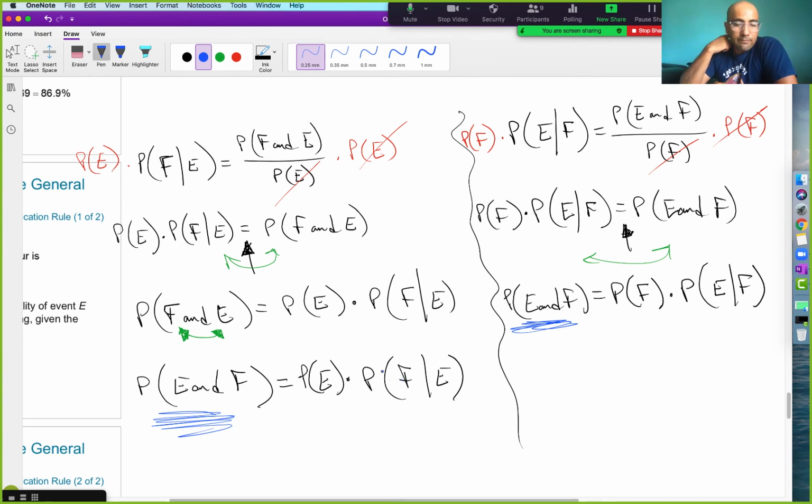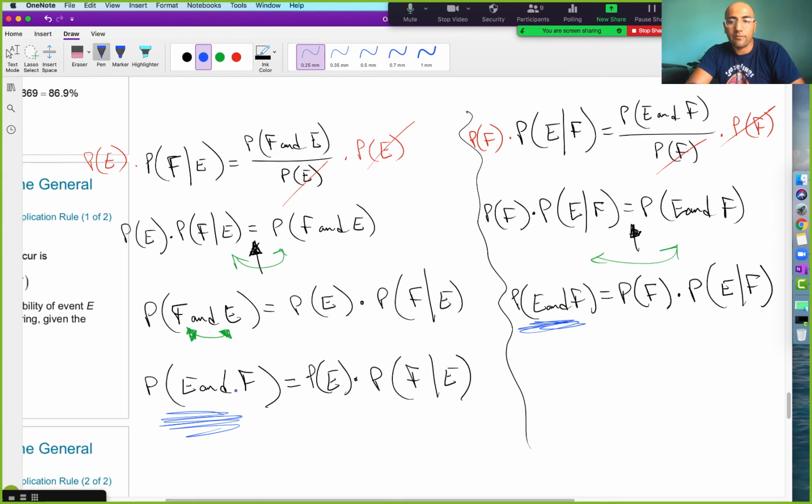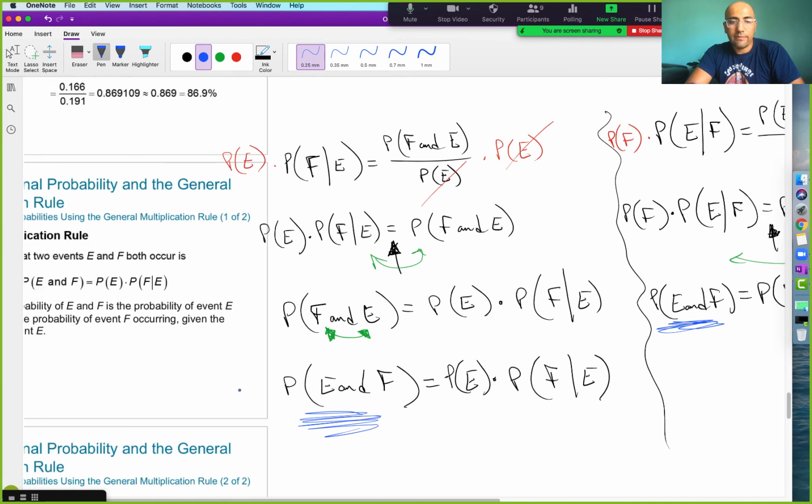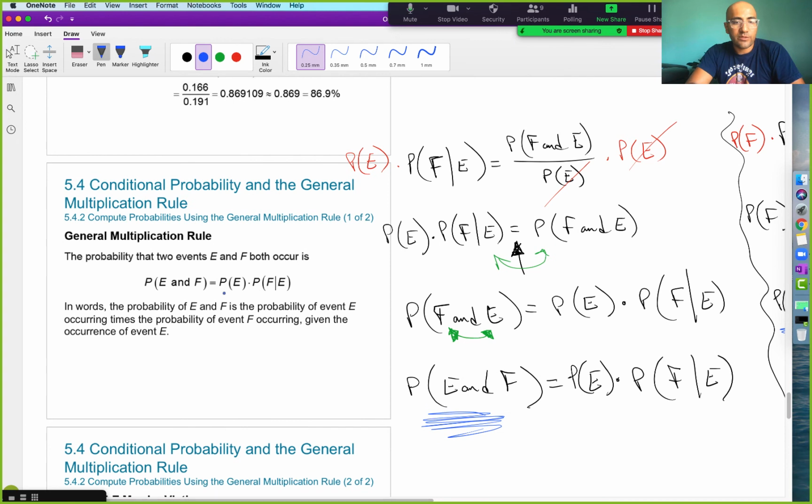So we'll see some examples where you get to figure out the same. It's important to know both ways of figuring out the probability of E and F because there's a very specific way to find it in a particular problem. Okay, so anyway, going back to this, that's what they're presenting to you here.